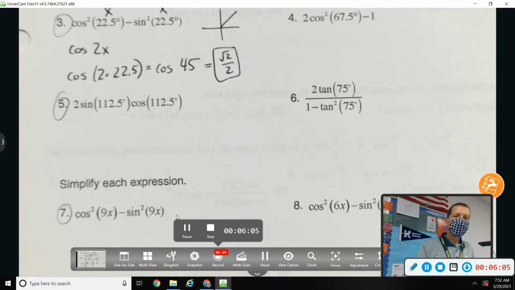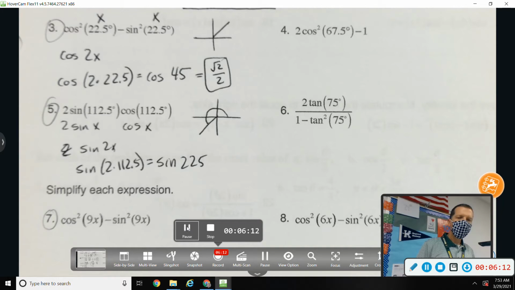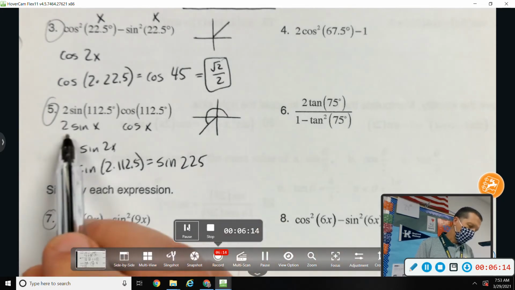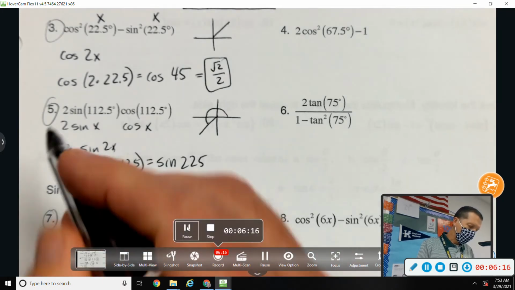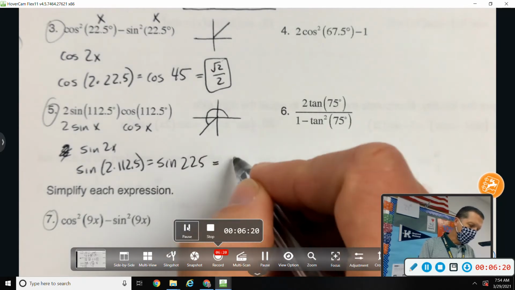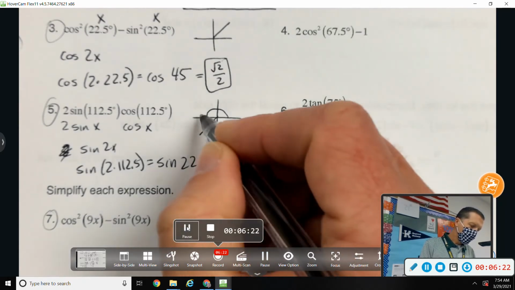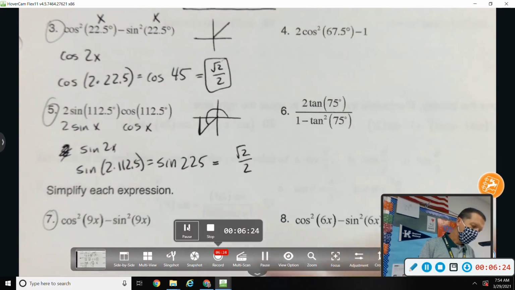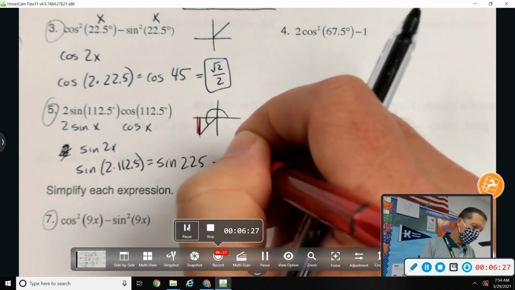All right, why don't you try number 5? So match up the formula, figure out what x is, and hope that it's a unit circle value. So this is the double angle for sine, and the sine of 225. It's in the middle, so it's root 2 over 2. But it's third quadrant, so sine is negative.